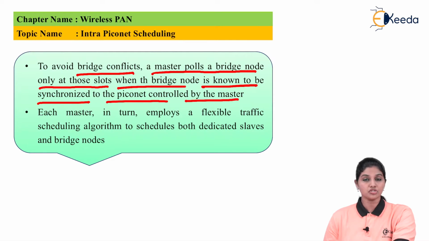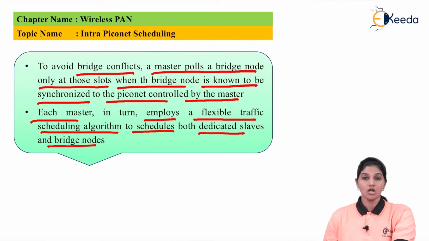Therefore, to avoid conflicts between them, the master polls a bridge only for those durations of time when the bridge node, which acts as a slave for that particular master also, is known to be synchronized with the Piconet. Each master employs a flexible traffic scheduling algorithm to schedule both the dedicated slaves and the bridge nodes. So the master performs a flexible algorithm for two different types of node: first the slaves of that master, and second the bridges of that master.